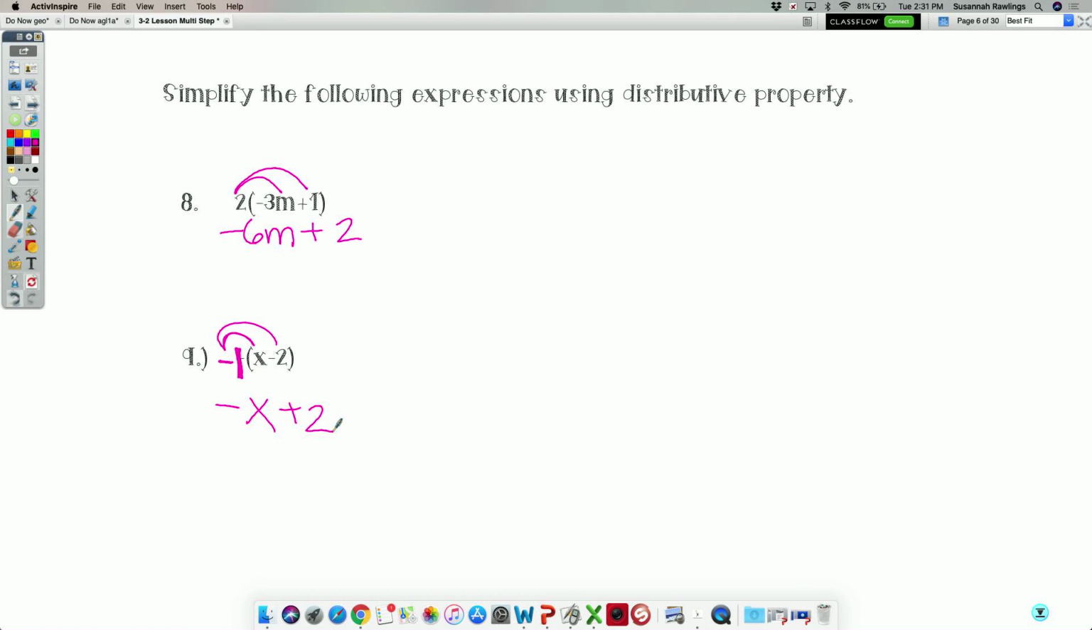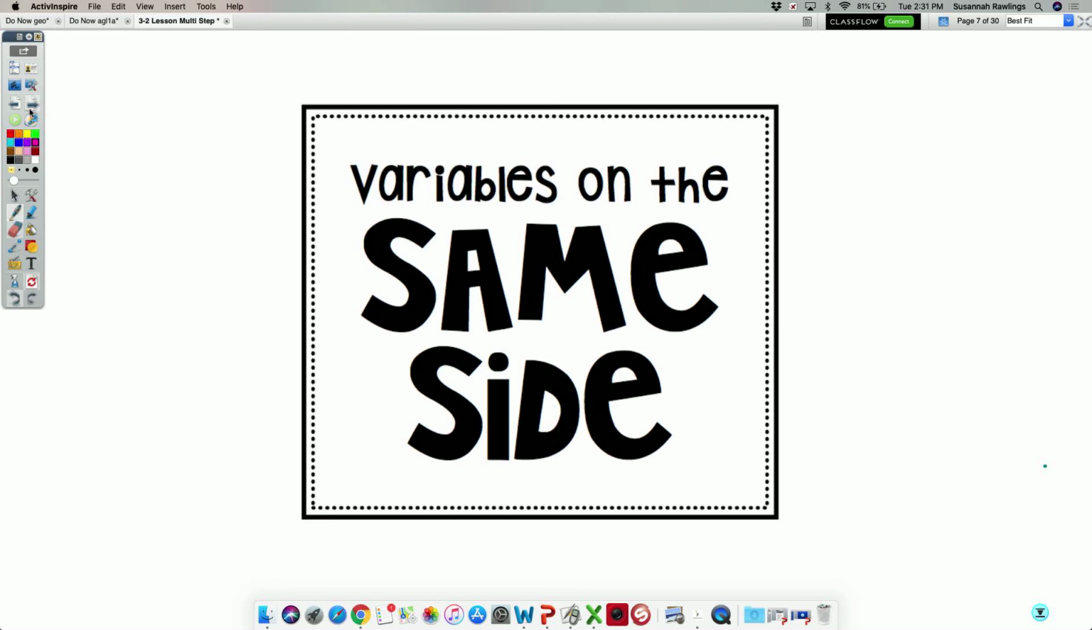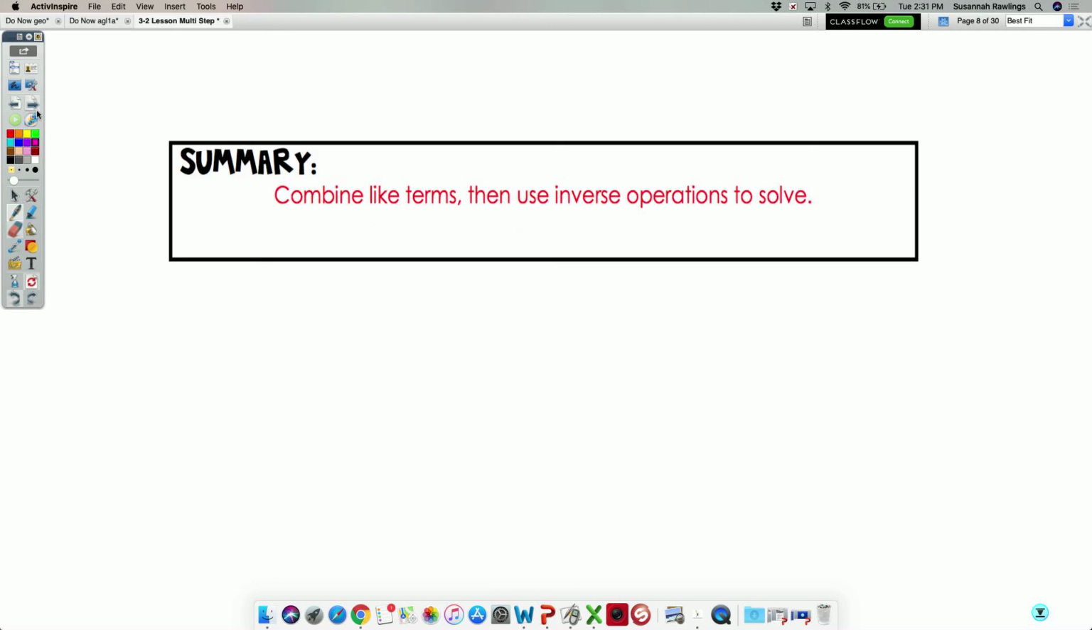So let's go ahead and get started on our next activity. Do not glue it down because it's hard to write on. Let's open up the tab that says variables on the same side. Please copy that down in the summary. Open up that first tab, you're writing down the summary.